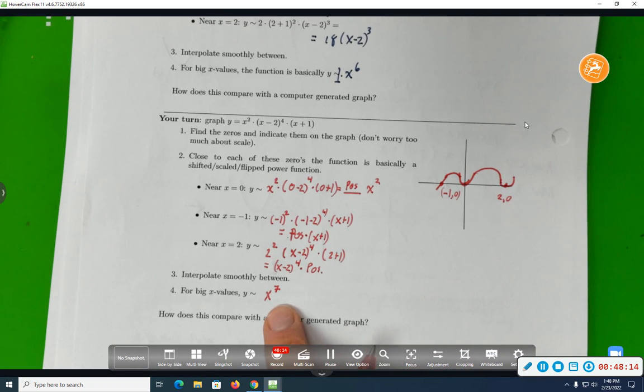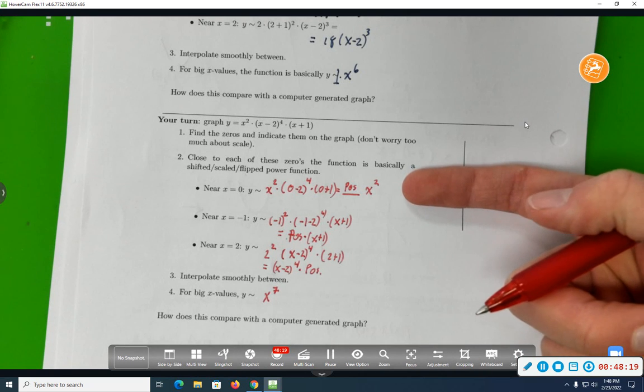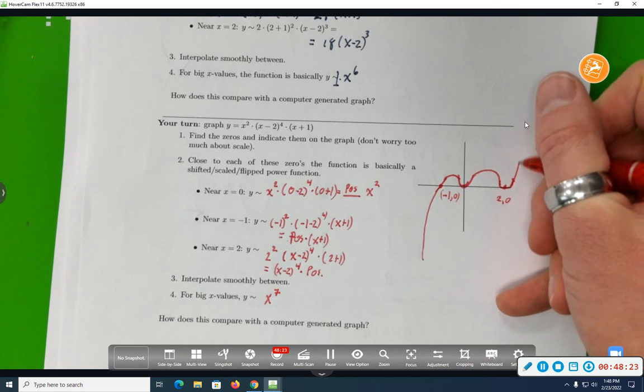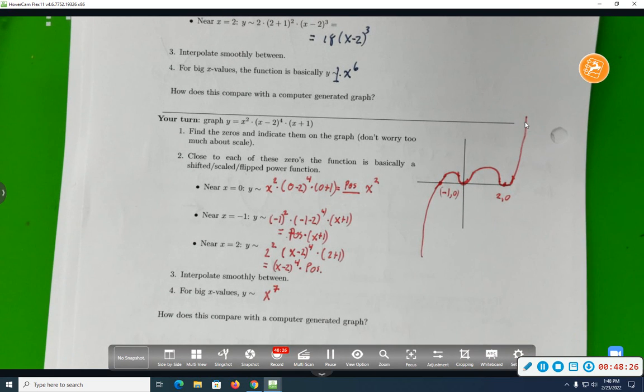And I know asymptotically it looks like x to the 7th. So if I want to ignore all that, what does x to the 7th look like? Something like that. How did that feel? Reasonable enough? Think we could check that using a computer? We have enough time to do so.